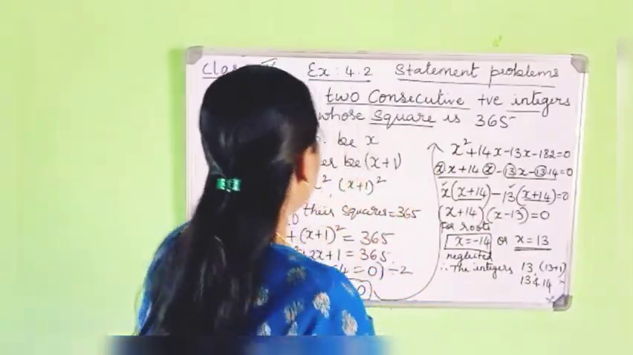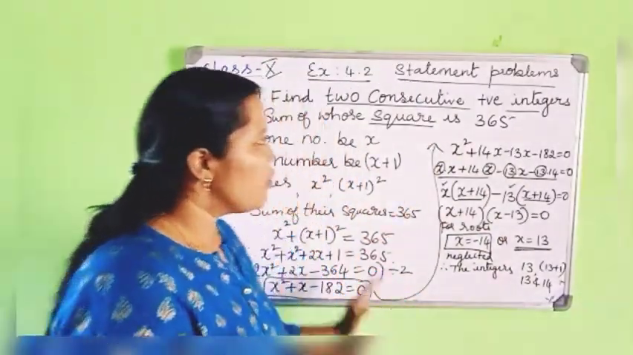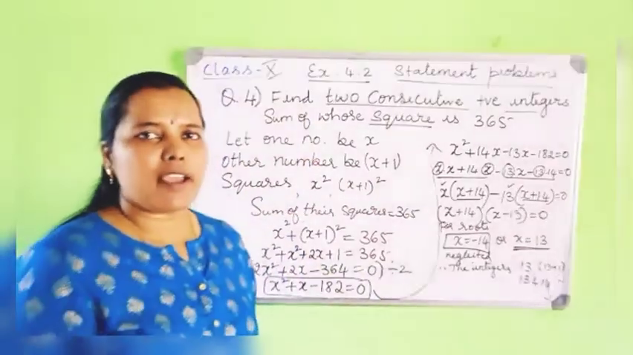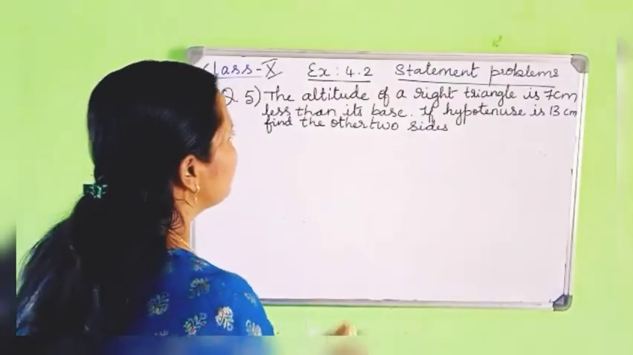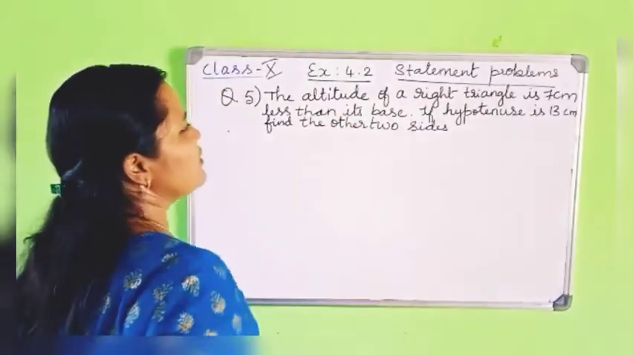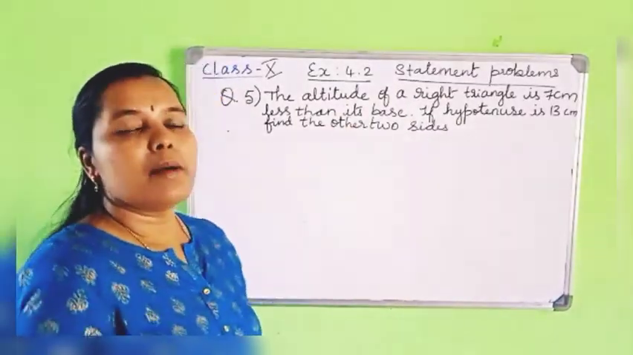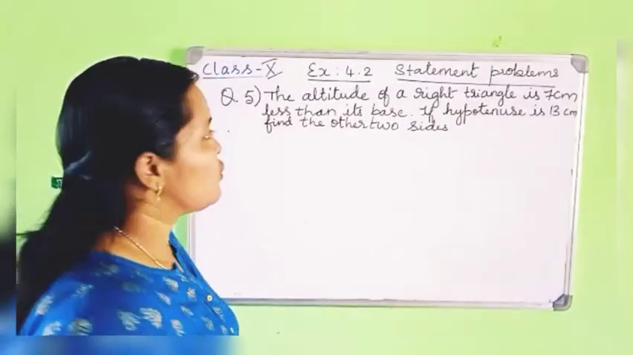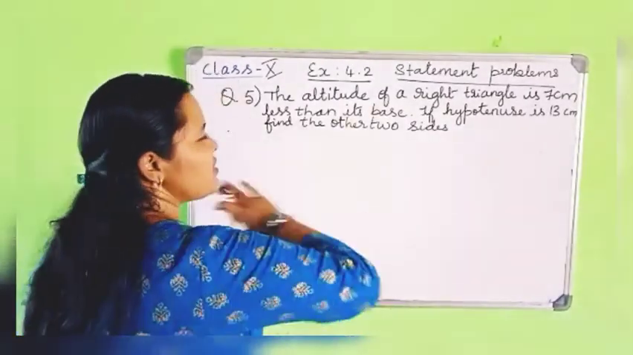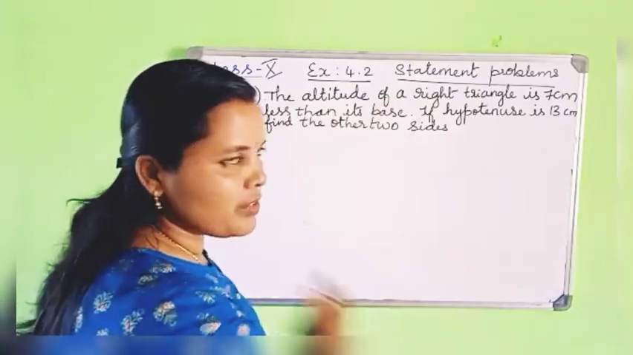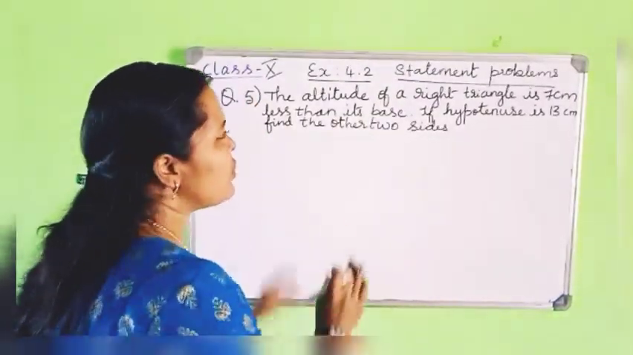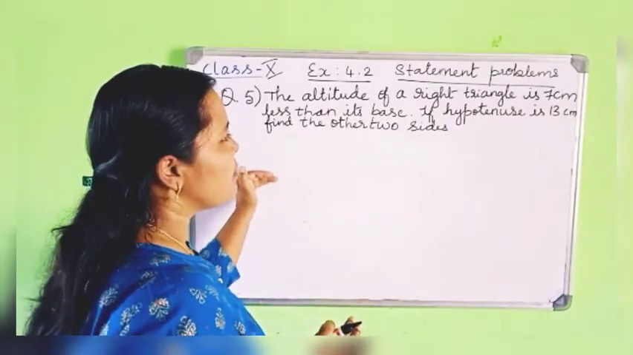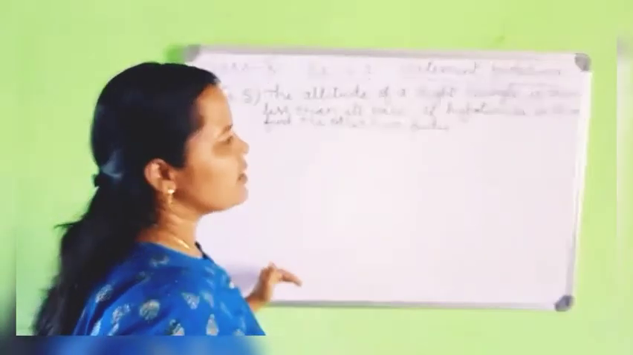Okay. Now we'll move on to question number 5. In this problem, they have taken the question based on a right angle triangle. So now divide. First read the question 2 or 3 times and divide the whole statement into 3 parts. Then convert into an equation.